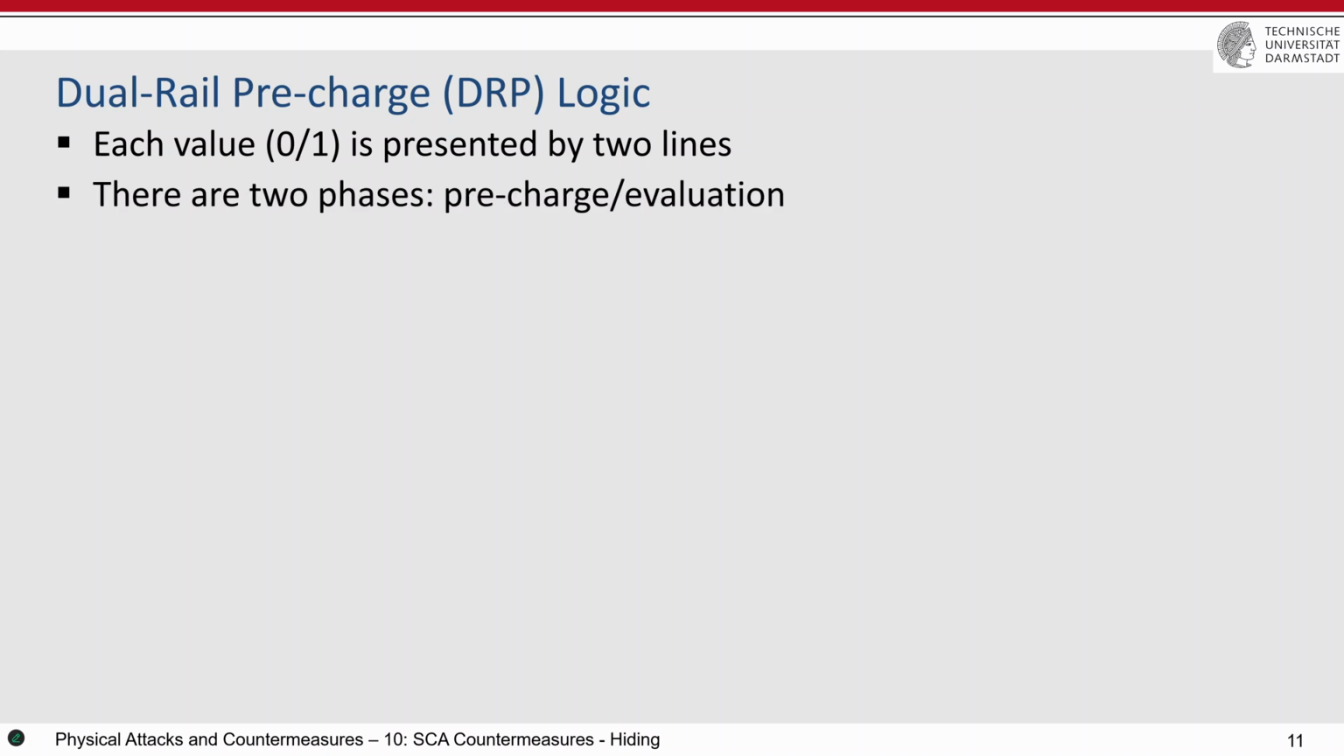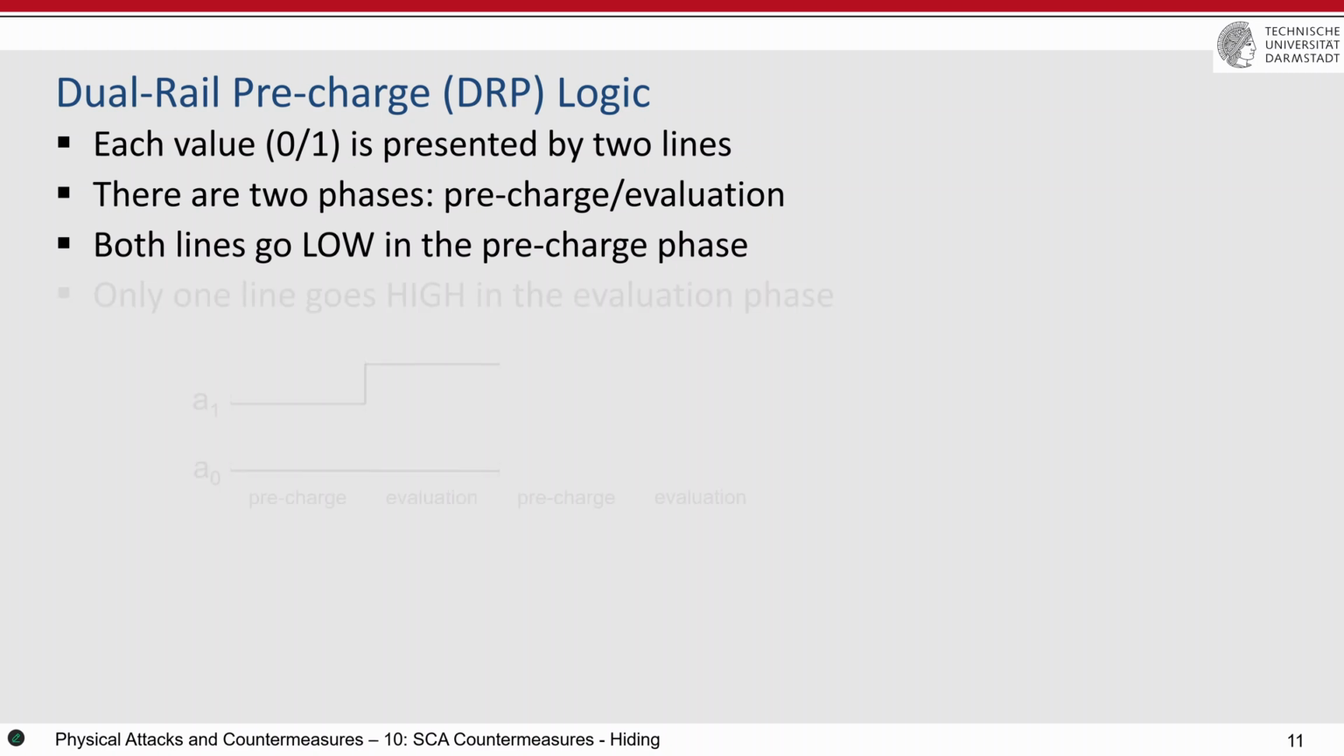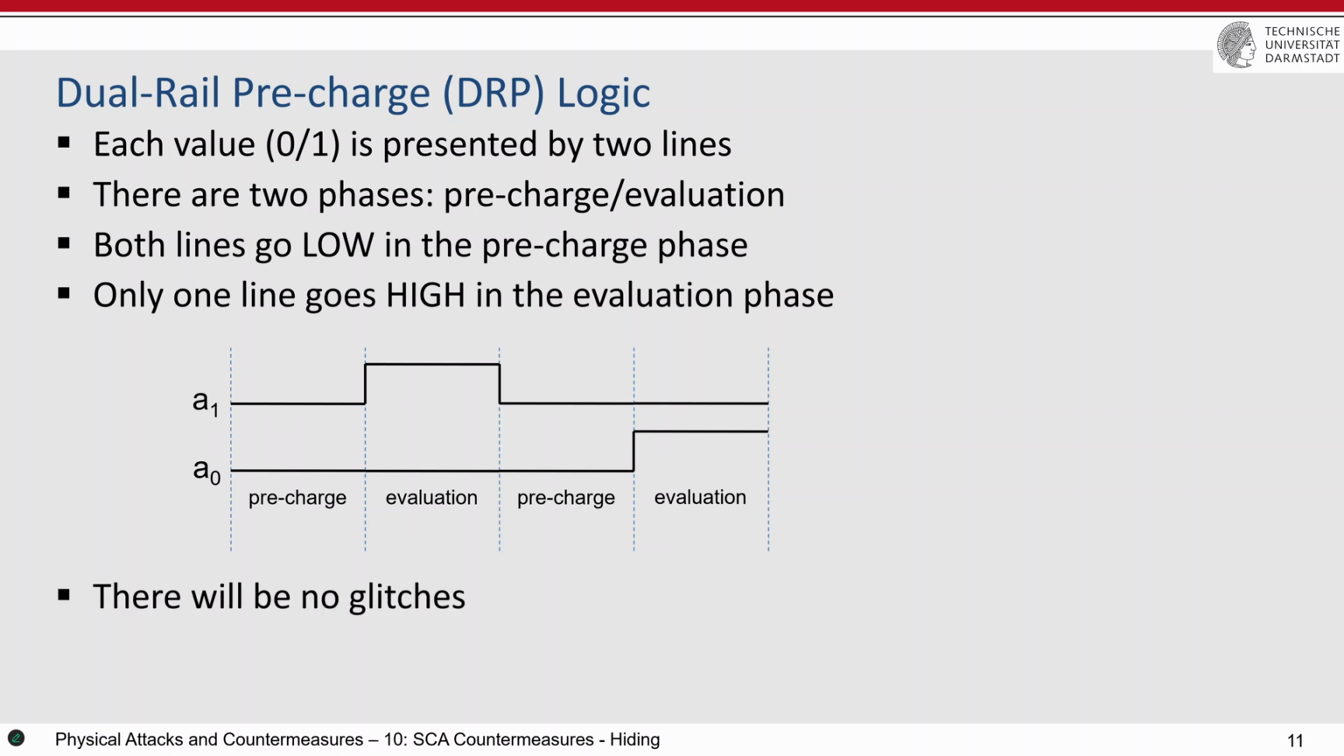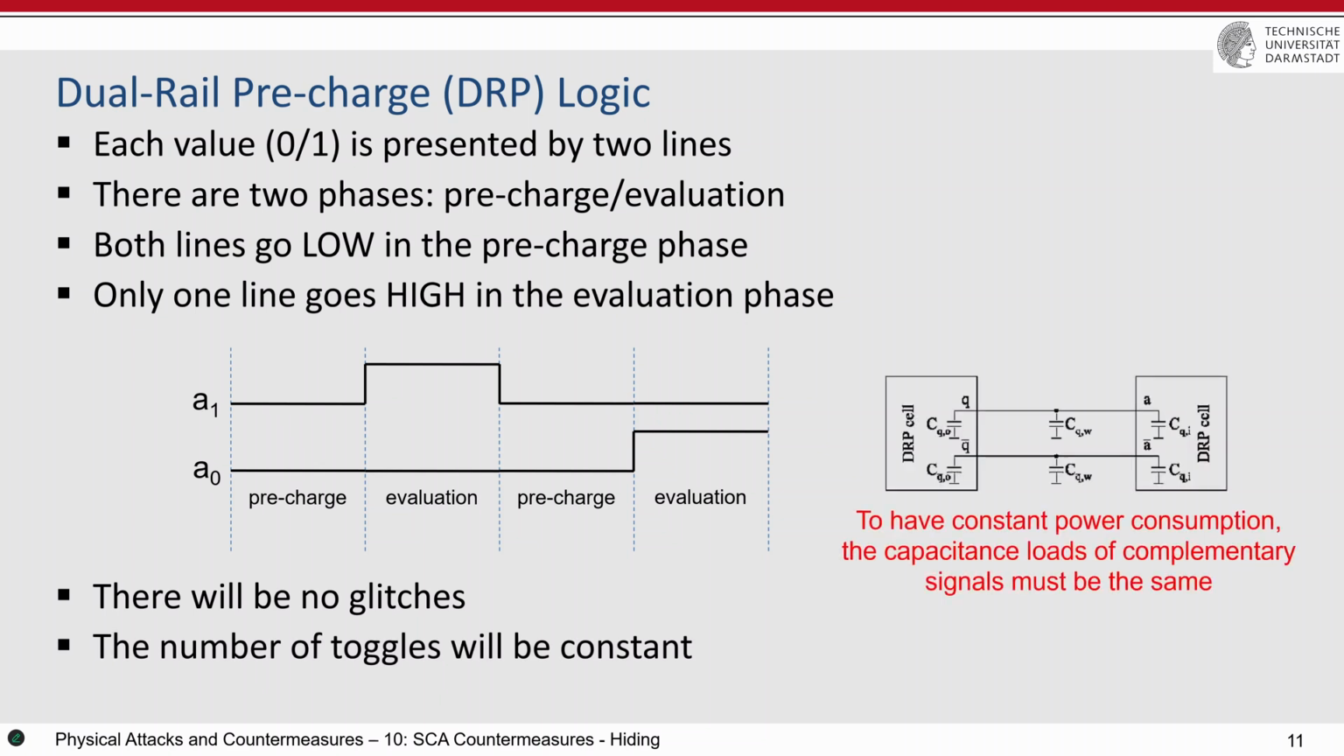Okay, then this is clear. Each logical value 0, 1 is represented by two lines, X and X bar, and there are always two phases, precharge and evaluation phase. Both lines go low in the precharge phase, and only one line goes high in the evaluation phase. Something like this. We have seen precharge, evaluation, again precharge, and again evaluation. Yeah, this is another representation. This is what I already explained. There will be no glitches, and the number of toggles will also be constant.